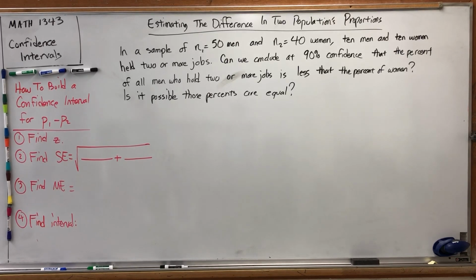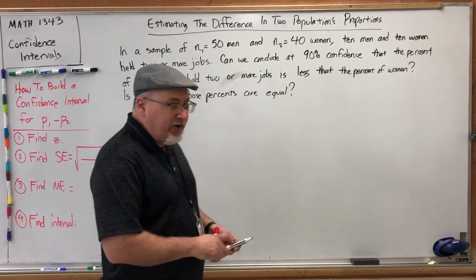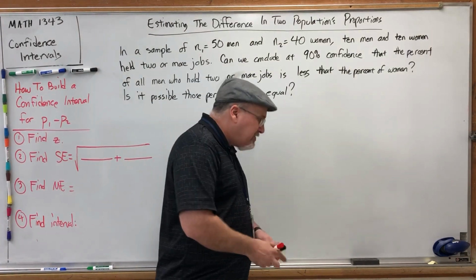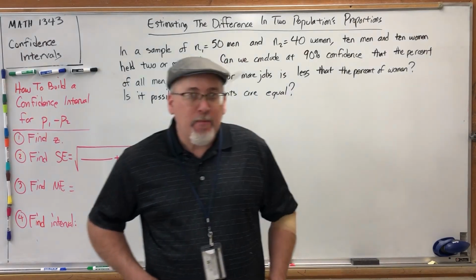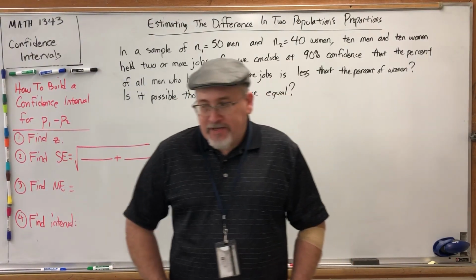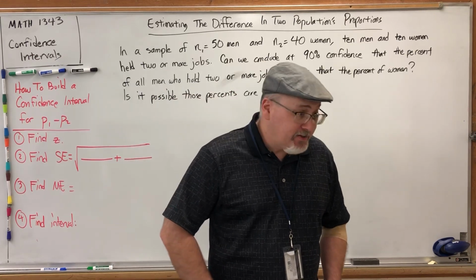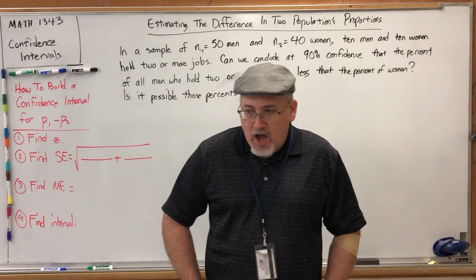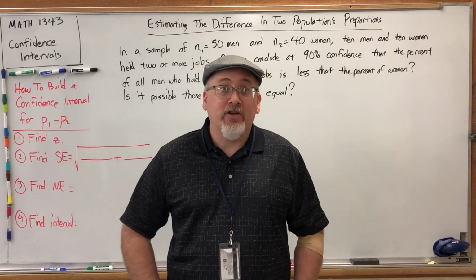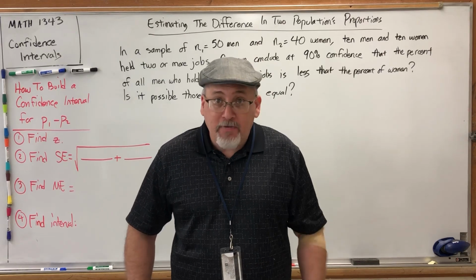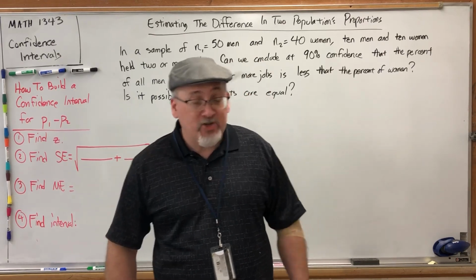Math 1343, confidence intervals, estimating the difference in two populations' proportions. So far we've estimated what percent of a population has a characteristic, but sometimes you want to compare two populations: men versus women, Texans versus Louisianans, if that's the correct word. People with a college degree versus people without a college degree, or any way that you can view parts of a population from two subpopulations, if you will.